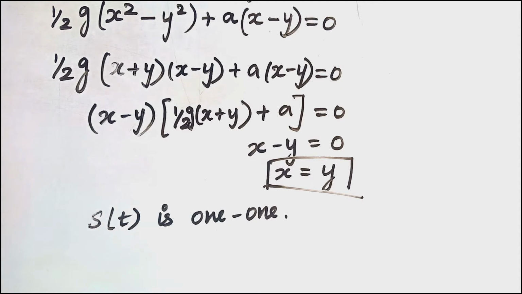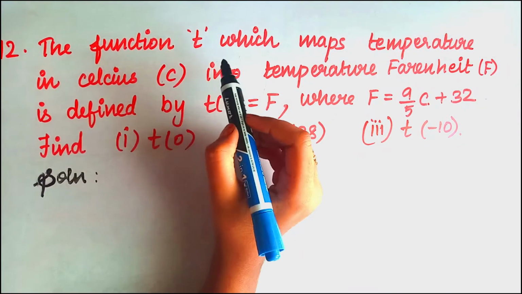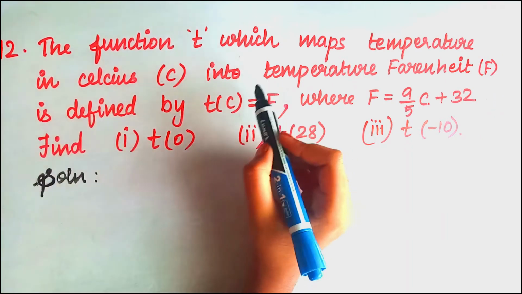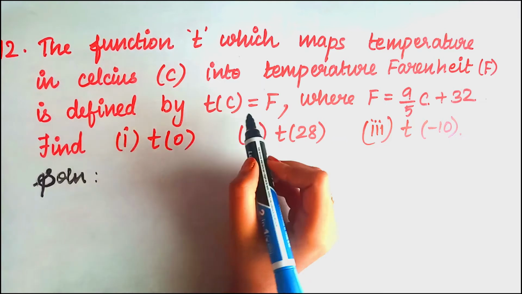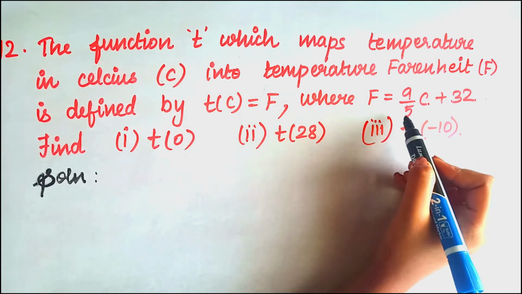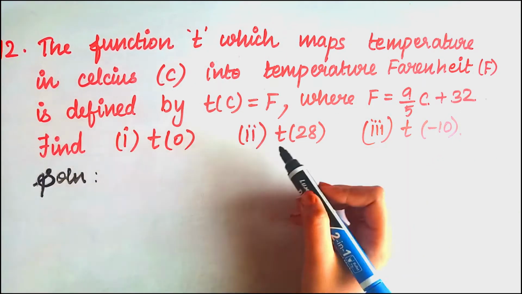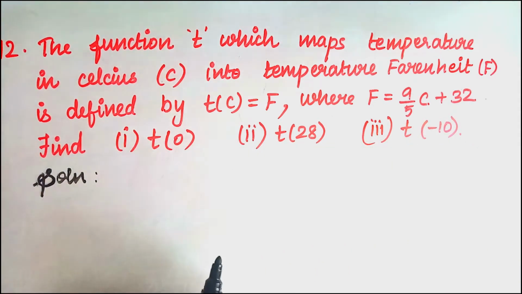Okay. Now let's get to the next sum. 12th sum. The function T, which maps temperature in Celsius C into temperature Fahrenheit F, is defined by T of C is equal to F, where F is equal to 9 divided by 5 C plus 32. Find T of 0, T of 28, T of minus 10. So let's see whether they have given any hint to solve this question.